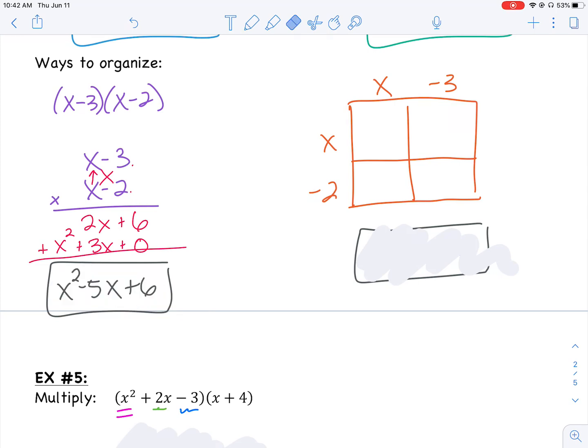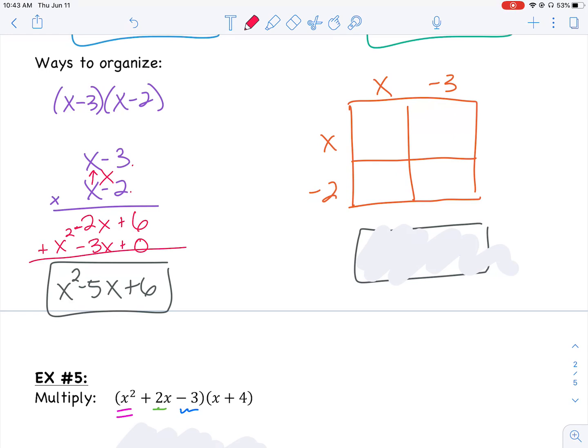Uh-oh, did I make a mistake on my signs? You're right, let's see here. So this should be a negative 2, because a negative 2 times x is a negative 2x. See how easy it is to mess up? So be careful. All right, both of those should be negative. Sorry about that. So negative 3 times x should be a negative 3x, and a negative 2 times x should be a negative 2x. So be careful with your signs. So when you add them together, you get a negative 5x. So your final answer would be x squared minus 5x plus 6.